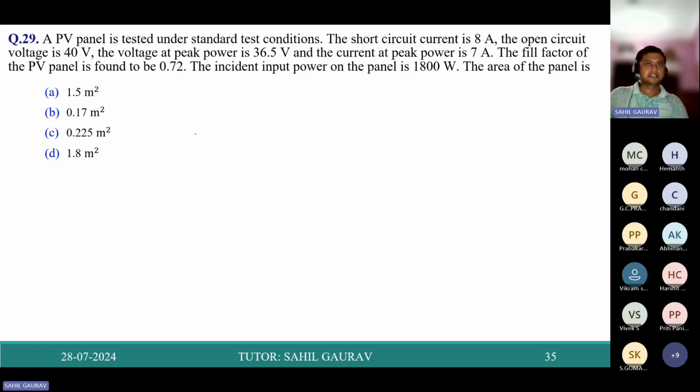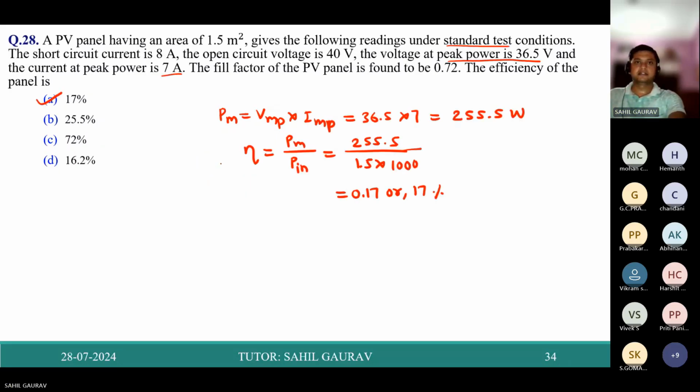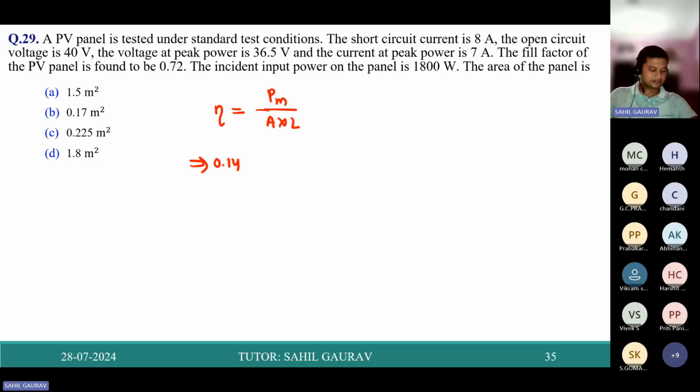Now, the incident power of panel is 1800 watt, the area of the panel is asked, and the fill factor is given. So we have found this efficiency as PM upon area and insolation. So this is similar to the previous problem. So efficiency we have got 0.14. No, sorry, this efficiency we have to find from incident input power.